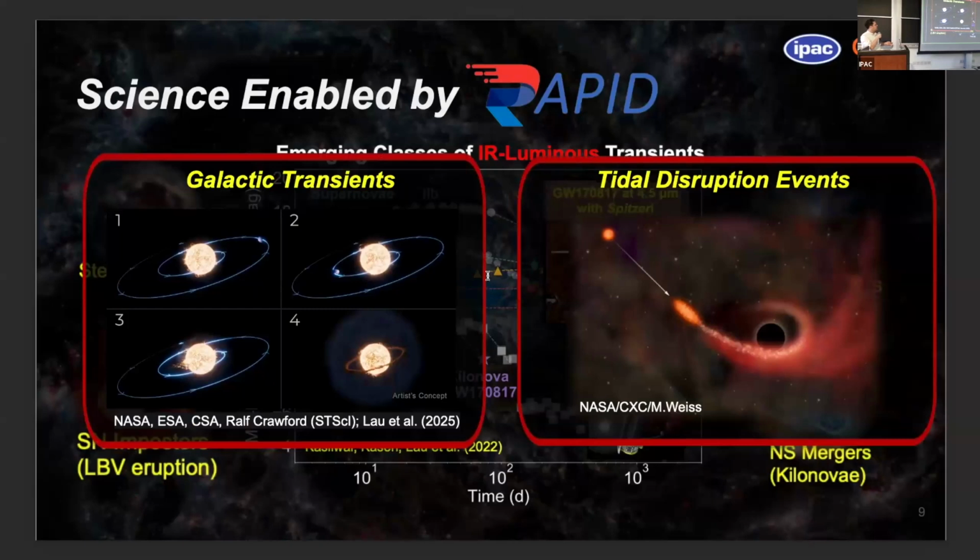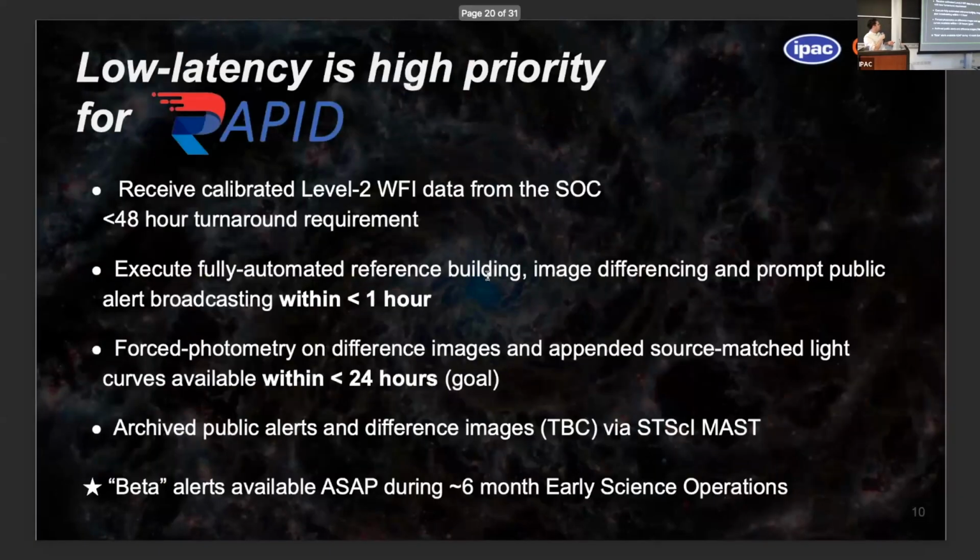And I want to highlight as well some exciting potential for galactic transients, things like planetary engulfment events, transients similar to stellar mergers, but where the companion, instead of another star, is a planet. And of course, exotic extragalactic transient events like tidal disruption events, where stars are consumed by black holes, which are all very exciting.